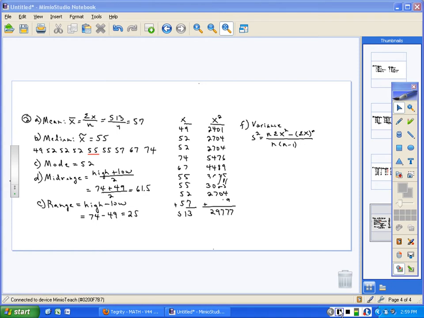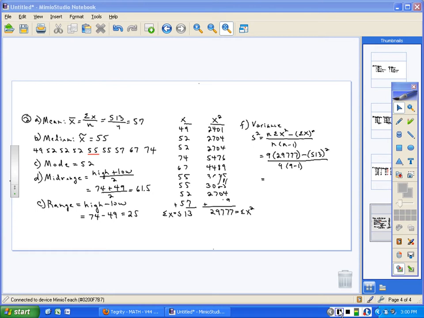So n is 9, we know that. So it's 9 times the sum of the x squareds, and the sum of the x squareds is 29,777, and the sum of the x's is 513. So now we need 29,777 minus 513 squared, and that's all divided by 9 times 9 minus 1.